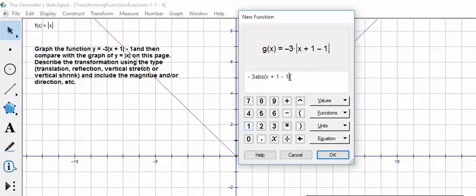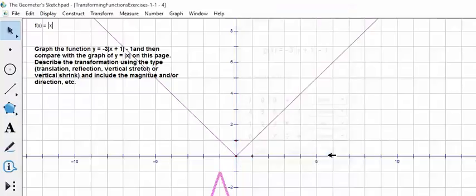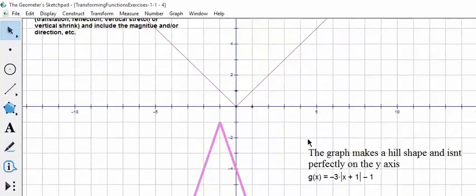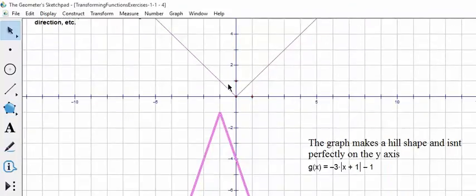Now see, I made a mistake here. Now it looks like x plus 1 minus 1. Right here, I was supposed to get out of that before I typed in the minus 1. But now you look up here, and now it matches. So I'll hit OK. And look, it did reflect about the x-axis, because it was opening upwards, and now it's opening downwards, upside down, so there's a reflection about the x-axis.